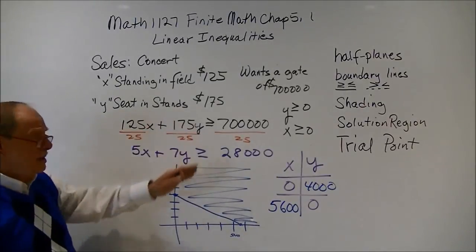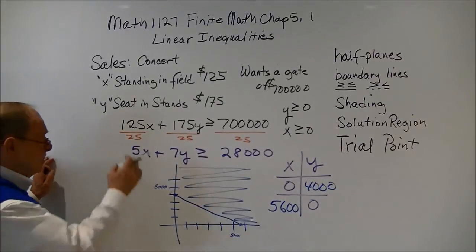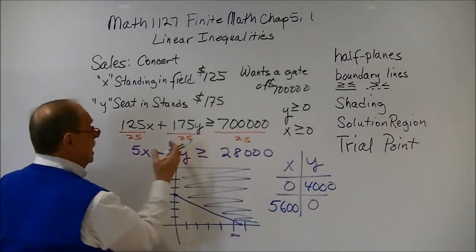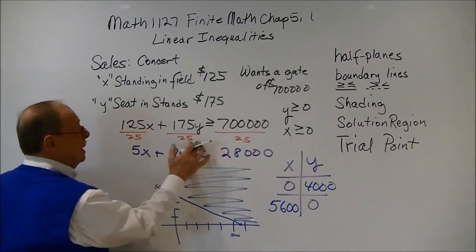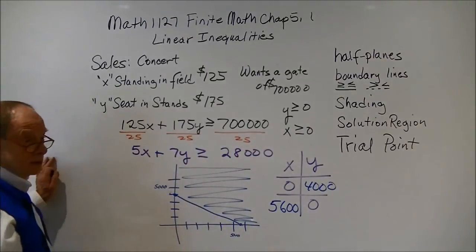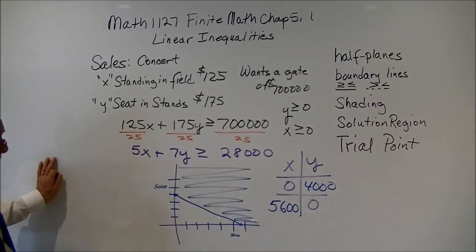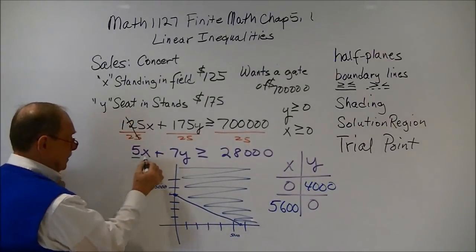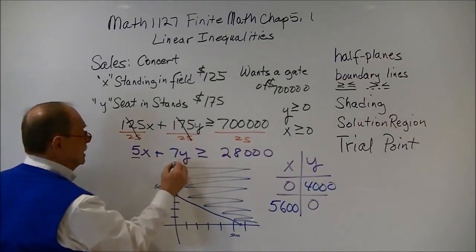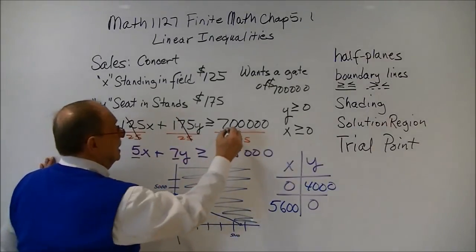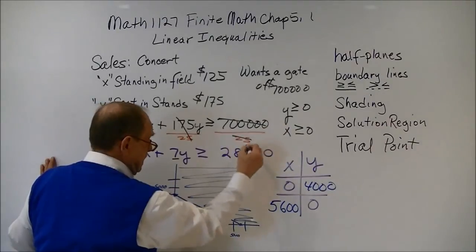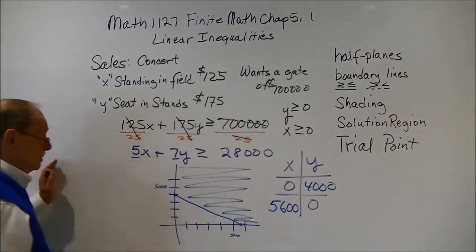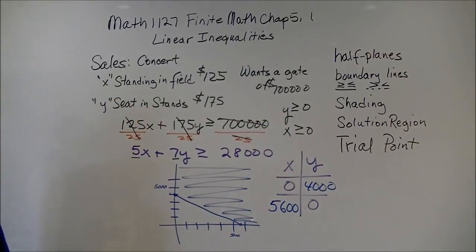Now, those are pretty big numbers. So I can make these numbers smaller by dividing everything by 25, which is what I've done here. So when I cancel this, I end up with 5. When I cancel this, I end up with 7. And when I cancel this, I end up with 28,000. Now these numbers are a little easier to work with.